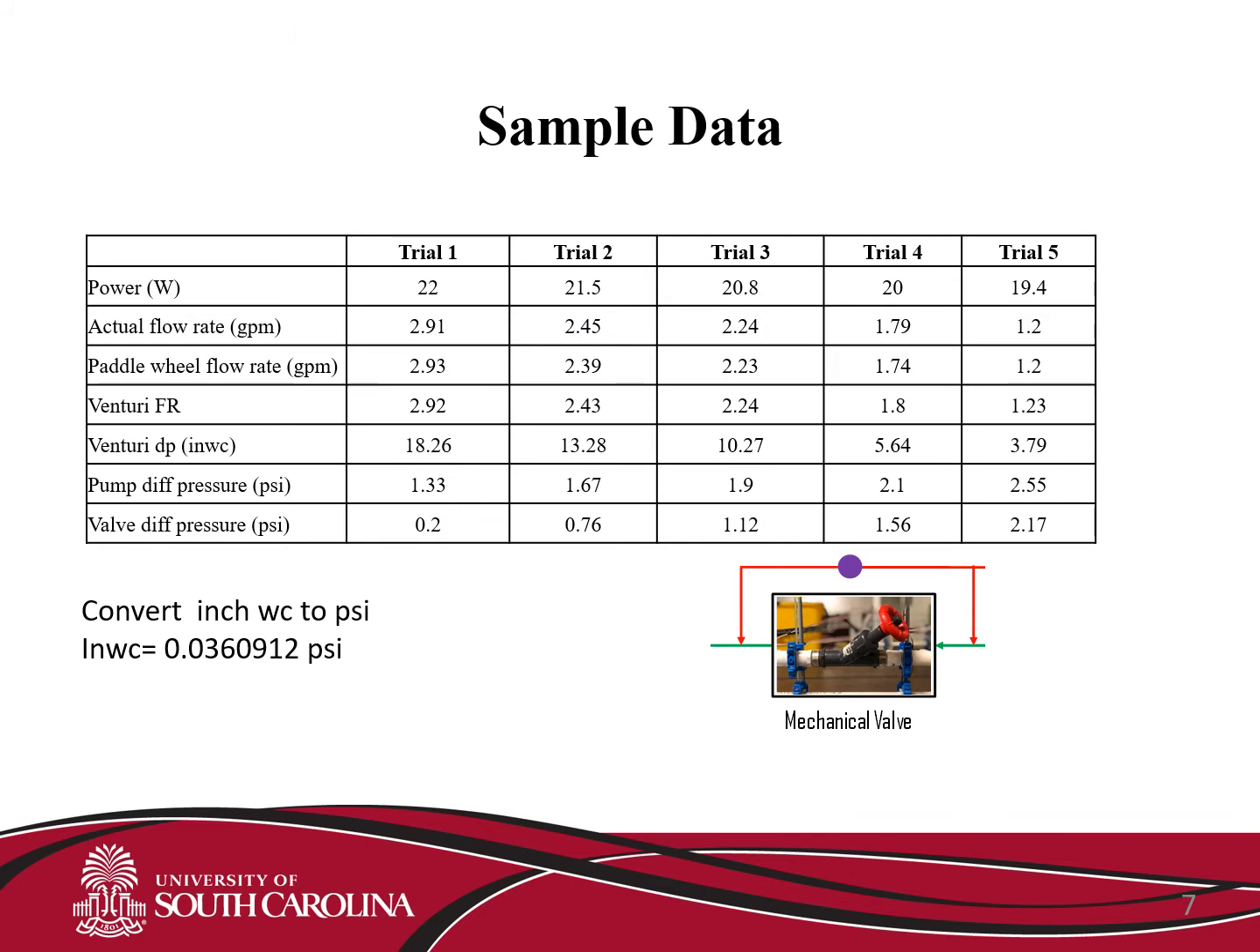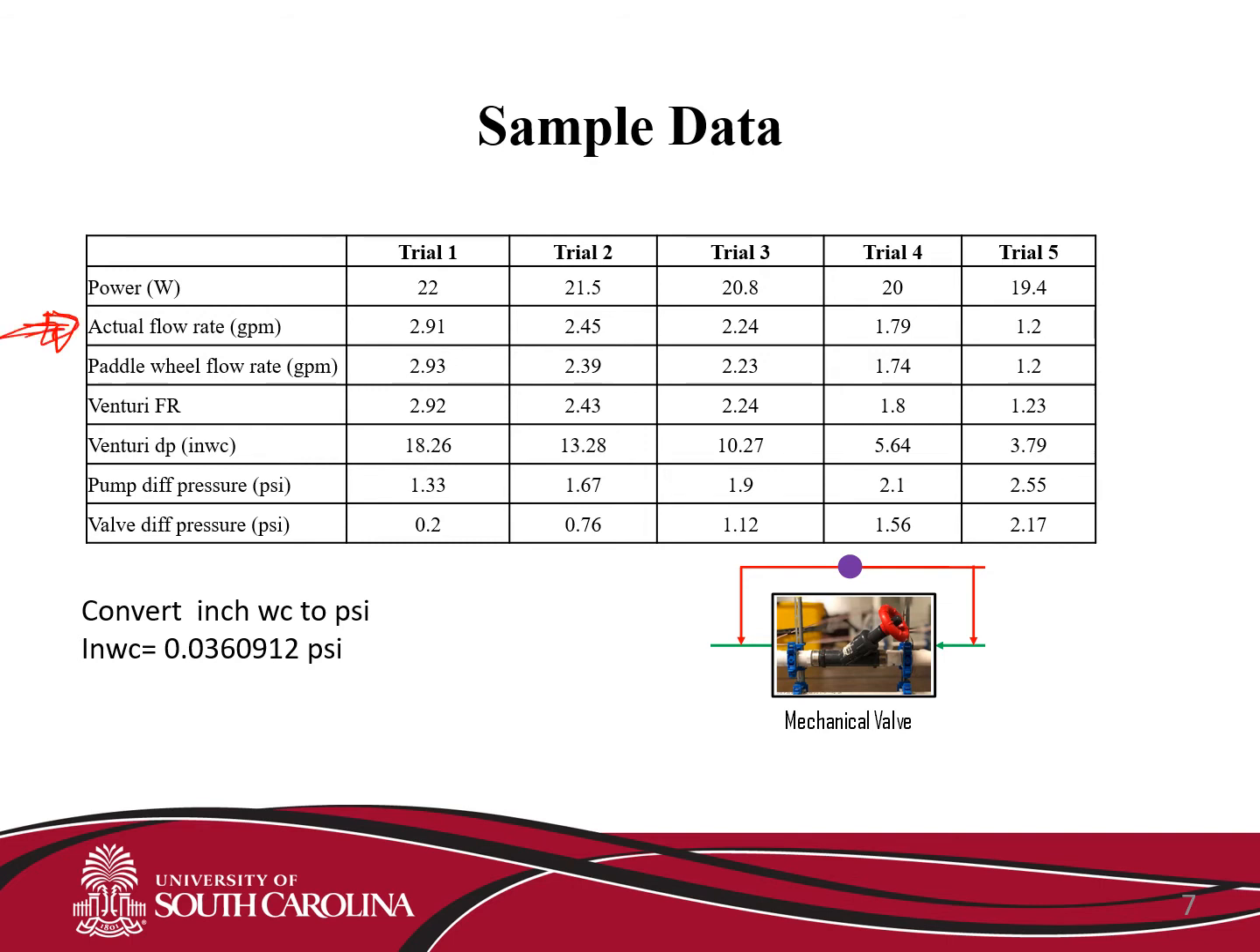This is sample data. You can see here trial 1. The process is repeated at least 5 times to analyze the changing independent variable. This is the actual flow rate. The actual flow rate is measured to compare the performance of the flow meter, which is calibrated by the bucket and stopwatch method. So this is the actual value.